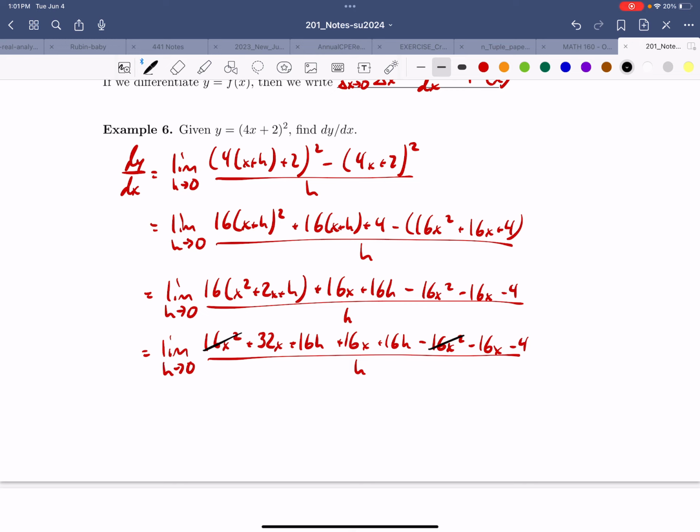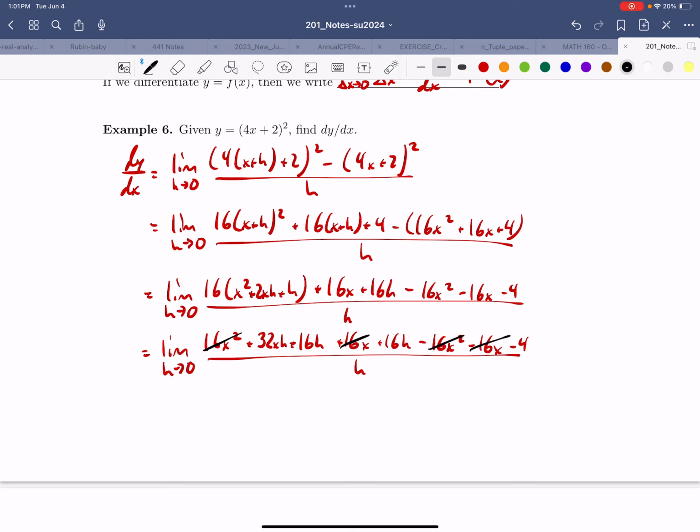Let's see. Oh, sorry, I had a little mistake up here. This shouldn't be 2x, this should be 2xh. That's 32xh. Sorry about that. That makes more sense, right? 2xh, very important. Anyway, plus 16x minus 16x.